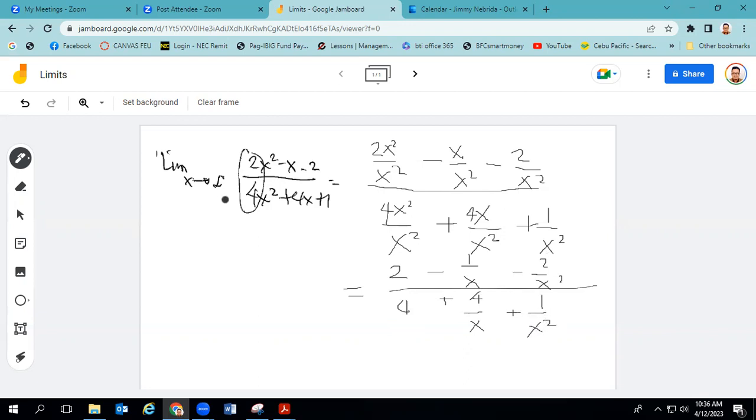Now, when you substitute x approaches infinity, 1 divided by infinity, infinity is a big number, so it's just negligible. It's just like 0.00 something. It's just like 0. This one is 0, this is 0, this is 0, this is 0. So your answer for this kind of function is 2/4 or 1/2.